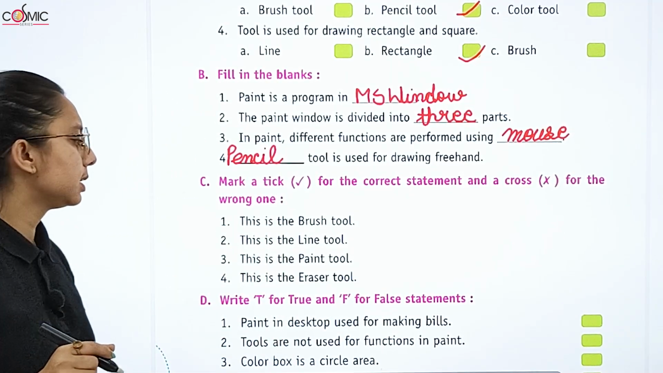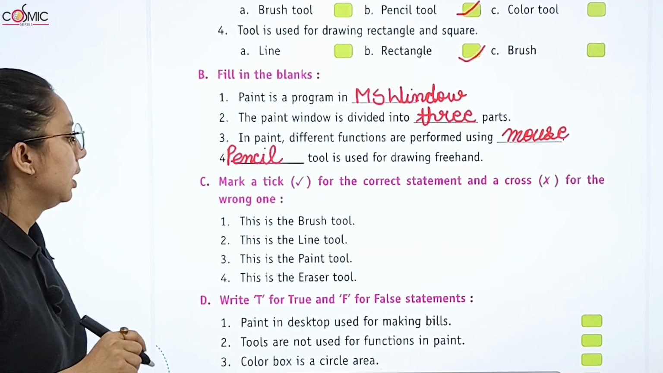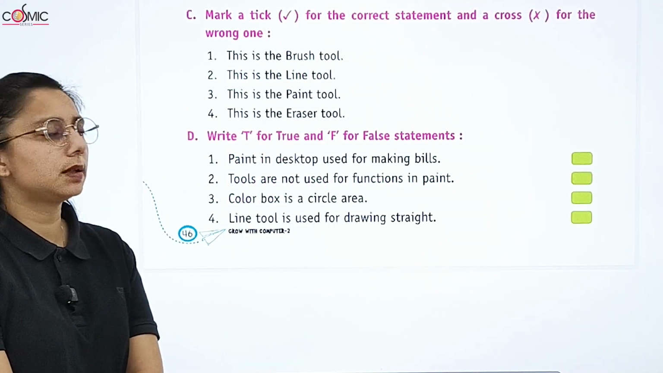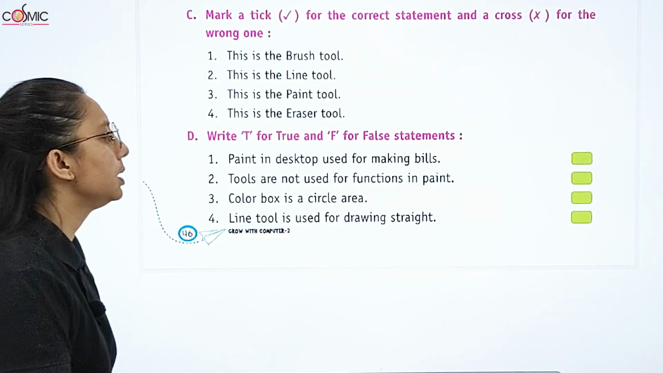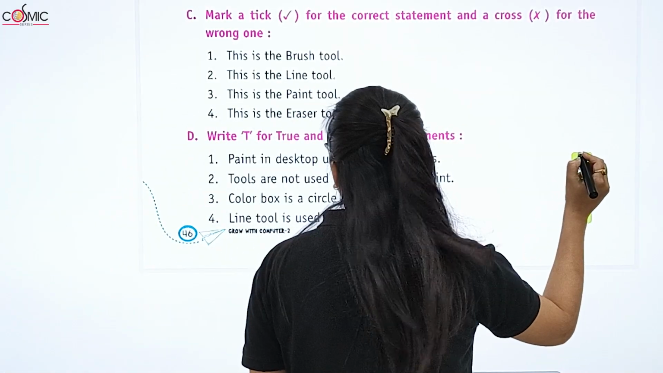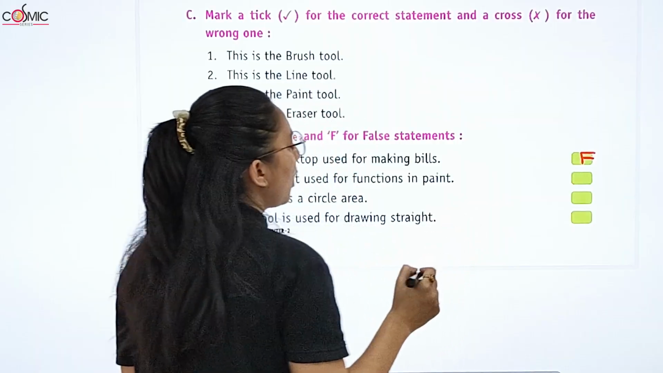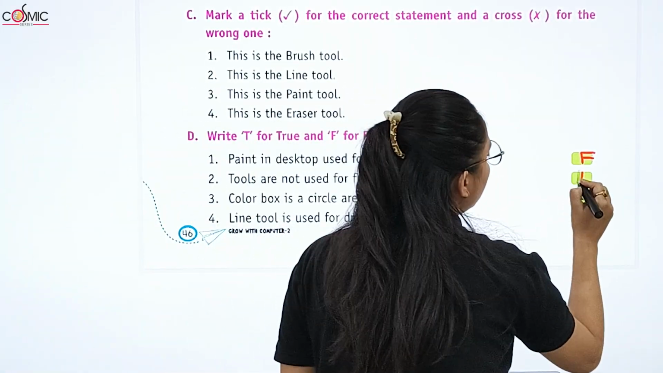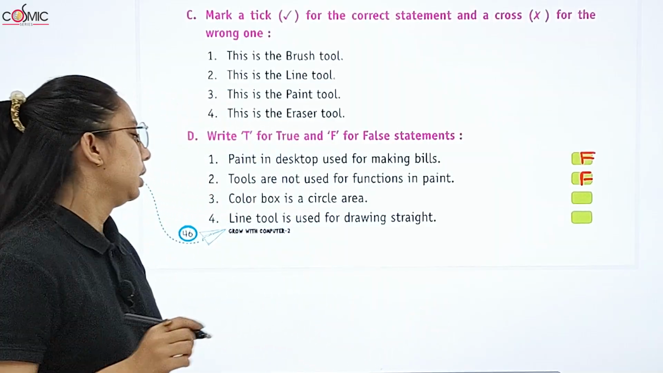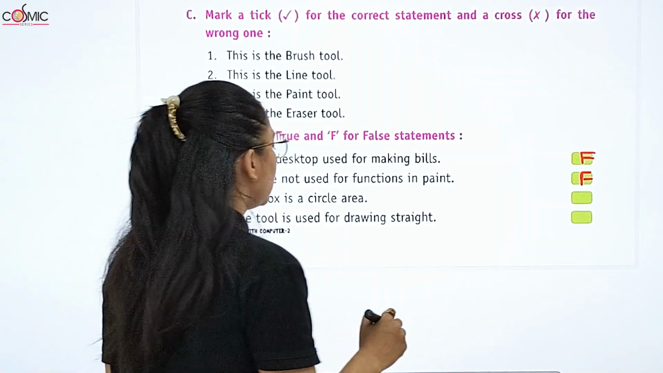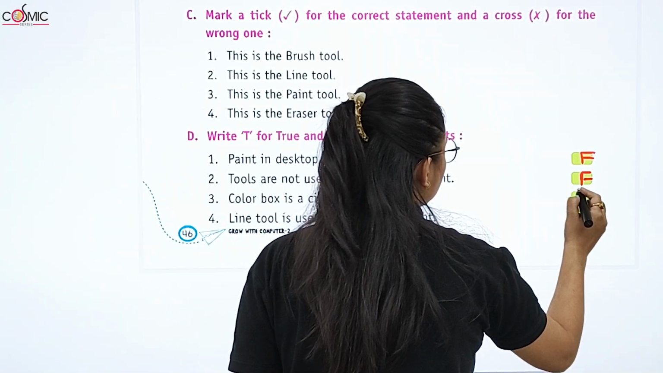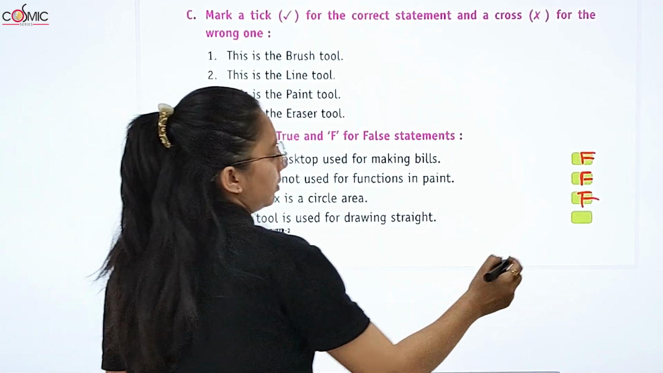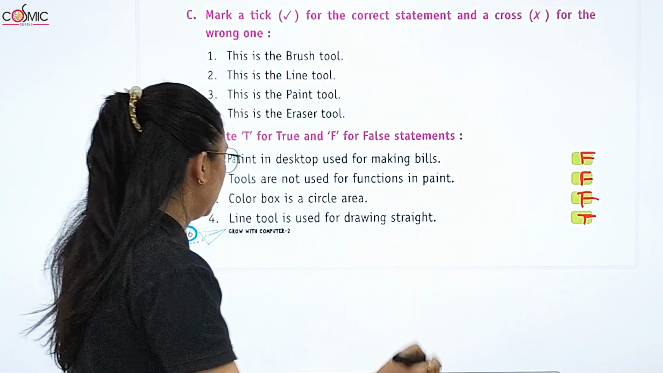Now mark tick for the correct statement and cross for the wrong. This is the brush tool. Write T for true and F for false statement. Paint in desktop is used for making bells. False. किसके लिए help आता है? ड्राइंग करने के लिए. Tools are not used for function in paint. False. They are used. Color box is a circle area. Line tool is used for drawing straight line. It's true.